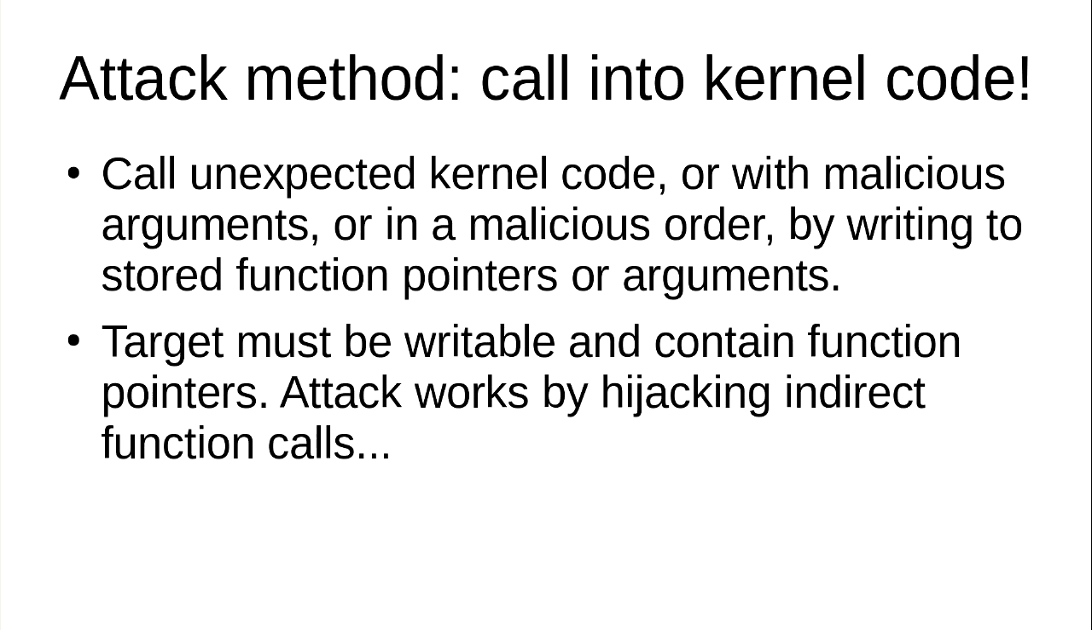So you go, okay, as an attacker, what do I do? I can't write to the kernel code directly. Maybe I can call into the kernel and overwrite function pointers that exist in memory. The most common of these is writing to the stack, and you can manipulate the return pointers, and that's the whole ROP universe of attacks. So in that situation, the target that you're interested in is writable and contains function pointers. And this works with specifically hijacking indirect function calls.